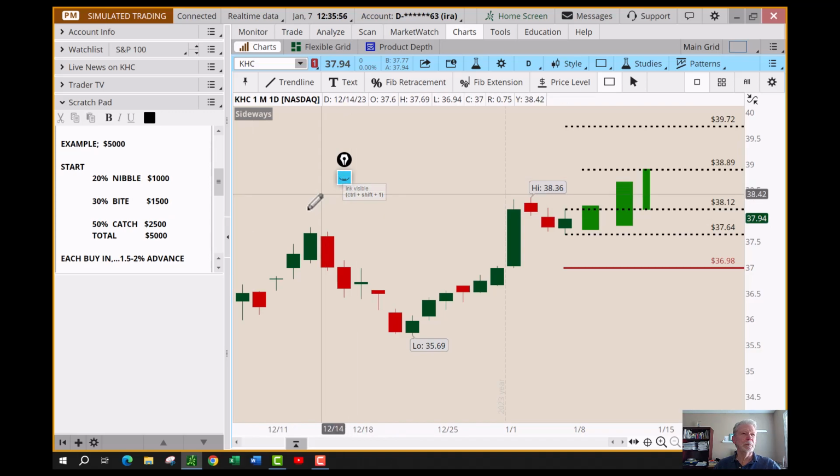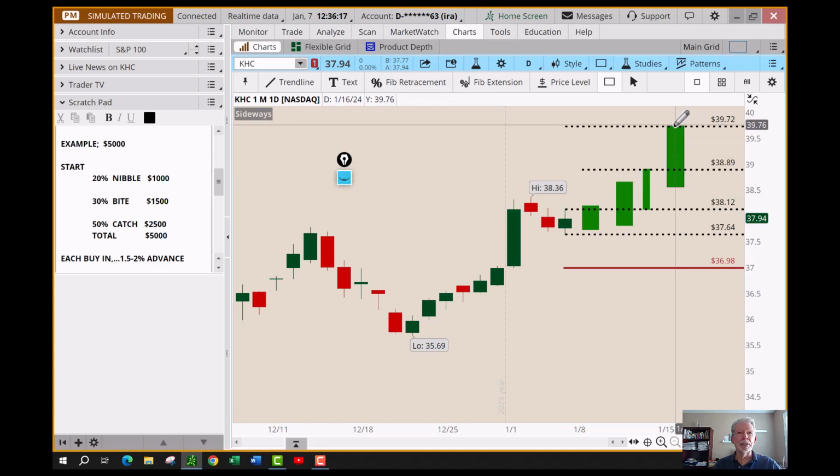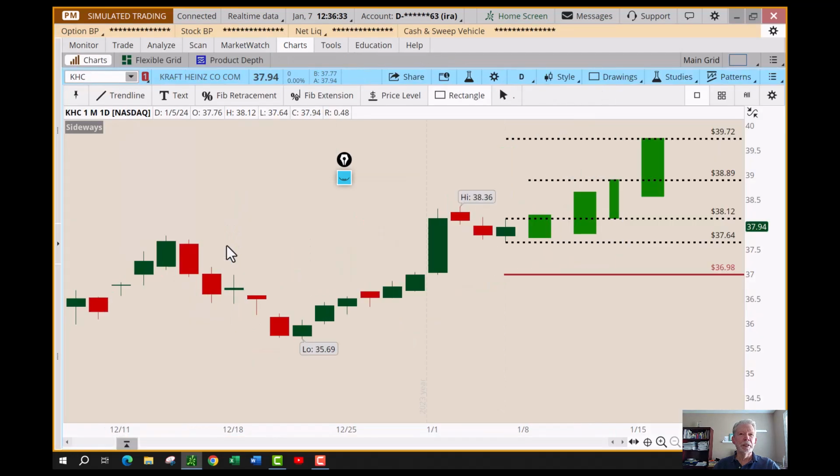Stock's moving right along. So the next buying step would be to wait for it to move up another 1.5%, 2% from this particular point. And let's make this a perfect example here. We know the stock market is perfect, don't we? Okay, here it is, $39.72, and that would be my last purchase of my $5,000, which would be $2,500, 50%. First is 20, 30, then 50. I have a total of $5,000 in KHC. So I feel good about it.